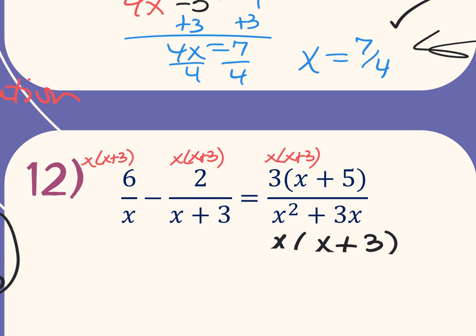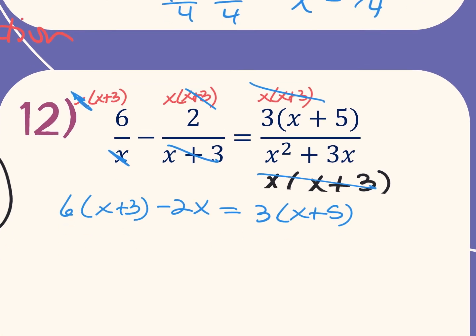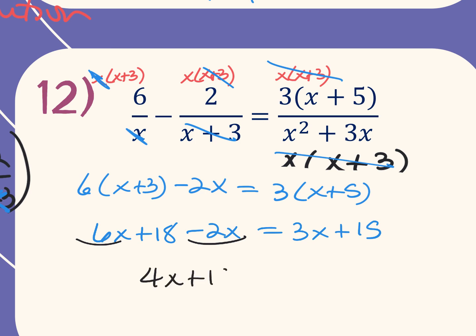So again, we're looking to cancel, so the x's cancel. So I just have to distribute 6 to the x plus 3. And then here, negative 2 is going to get distributed just to the x. And then here, everything cancels. So you're just left with 3 times x plus 5. So now distribute. And now combine my like terms. 6x minus 2x is 4x.